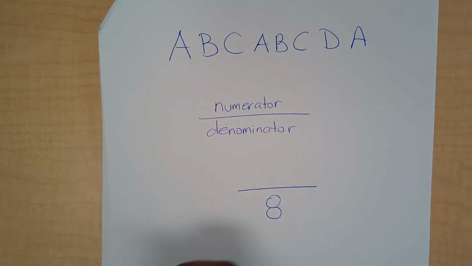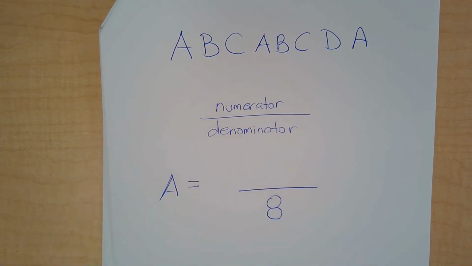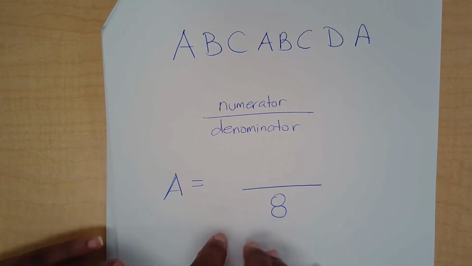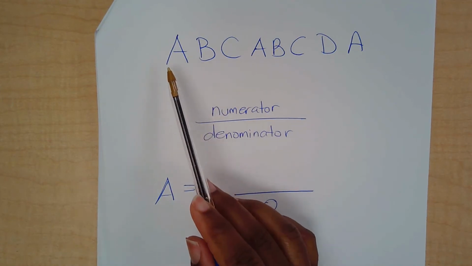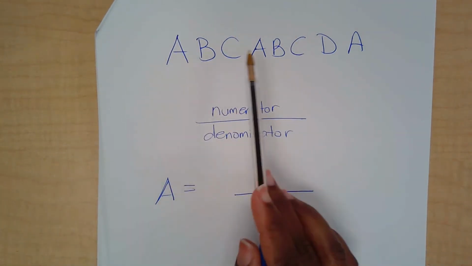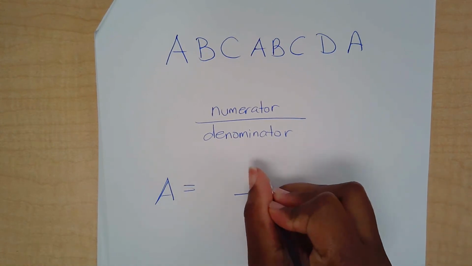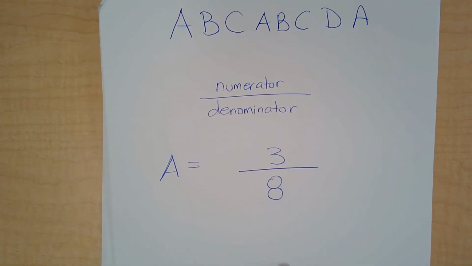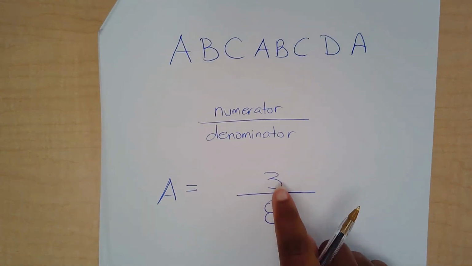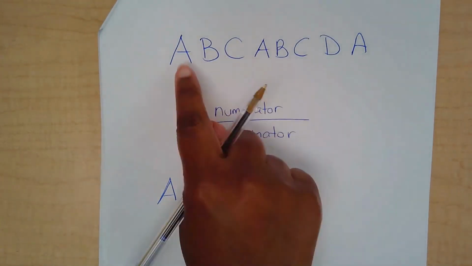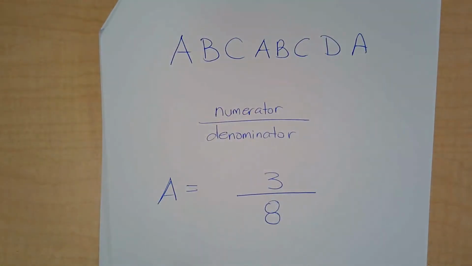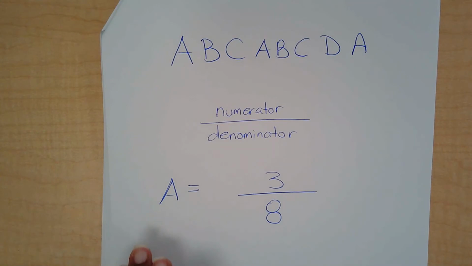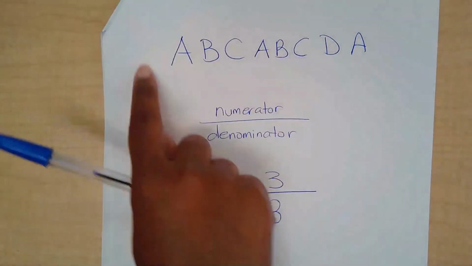You might be asked, well, what fraction represents A? How would we figure that out? Well, you would count how many A's you have out of the group. 1, 2, 3. So A would be 3/8. Why is it 3/8? Because there are 3 A's out of the entire group of letters. Do you see the difference? This is why a fraction can be a part of a group of things.